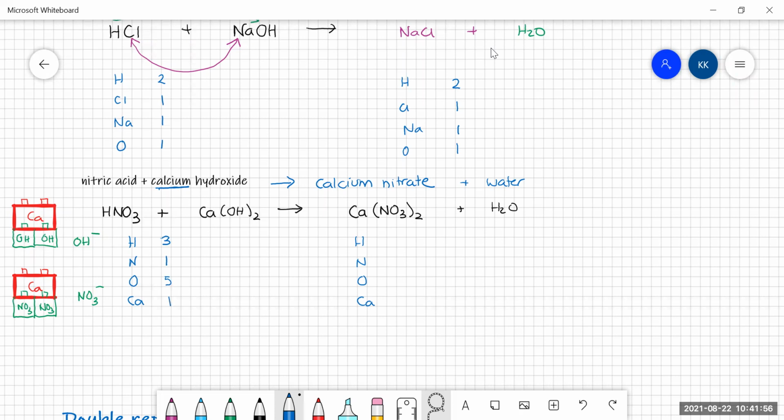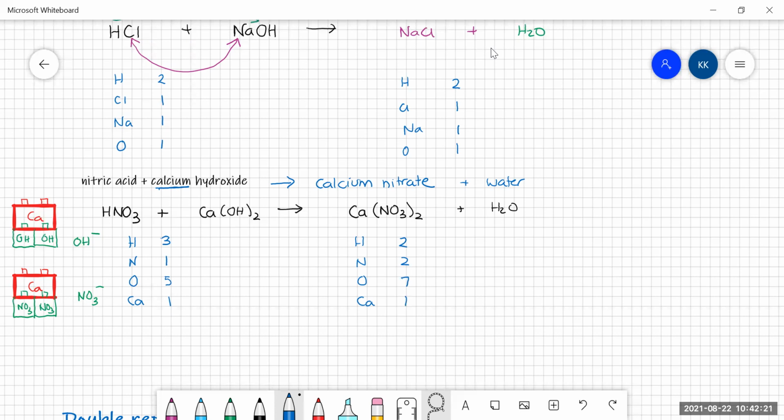Moving over to the right-hand side, we have hydrogens, 2 in the water. Nitrogens, we've got 2 because the nitrate ion has been taken twice. When it comes to oxygens, we've got 6 in the nitrate ions, 2 3s, plus another 1 in the water, so that makes 7, and 1 calcium.